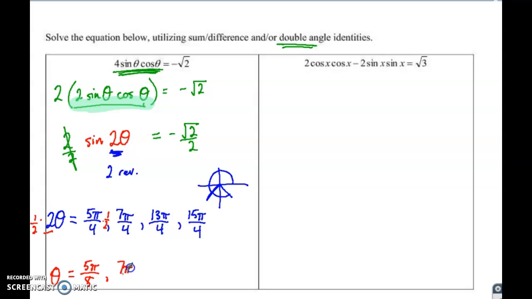7 pi over 8. You have to do it for all of these because we're multiplying by 1/2 on all of these. So all of your answers that are bigger than 0 but smaller than 2 pi, because all of these are smaller than 2 pi, are shown right there.